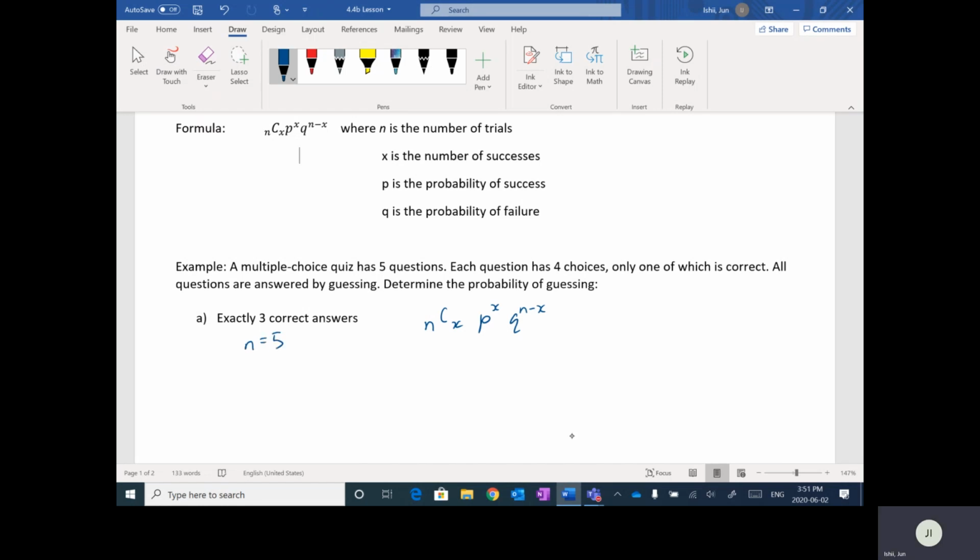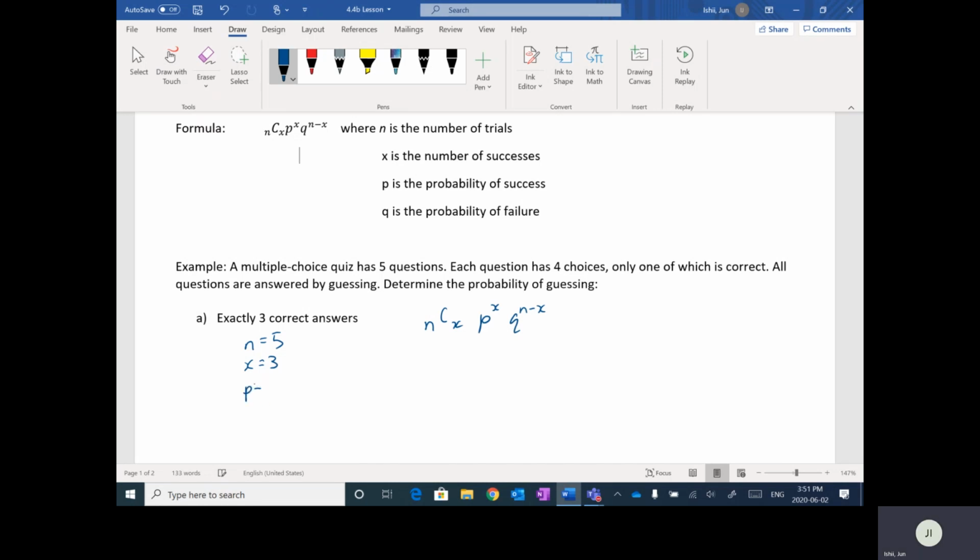Right. And each question has 4 choices. Okay, so that would come into play with the probabilities. In terms of the X, I want to know what's the probability of getting exactly 3 correct answers. So my X would be 3, the number of successes.